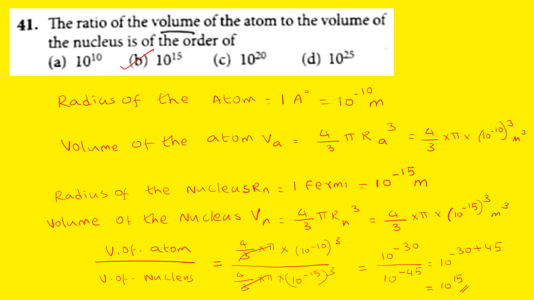Okay children, so this is one very important question. You should know the radius of the atom is 1 angstrom, which is 10 power minus 10 meter, and radius of the nucleus Rn is 1 Fermi. We have seen already one more question came, no? What is the equivalent of 1 Fermi, which is 10 power minus 15 meter, and when you do the calculation you will get the answer 10 power 15. That's the option B in our question.